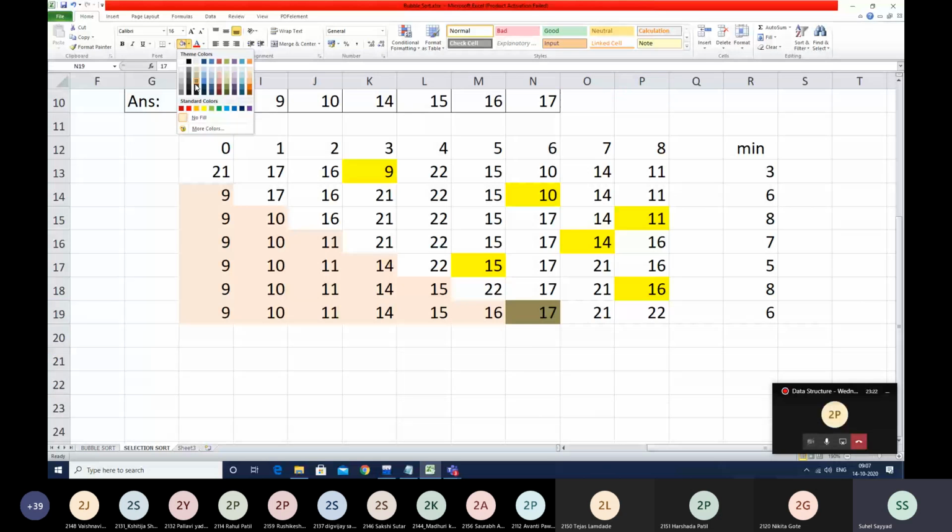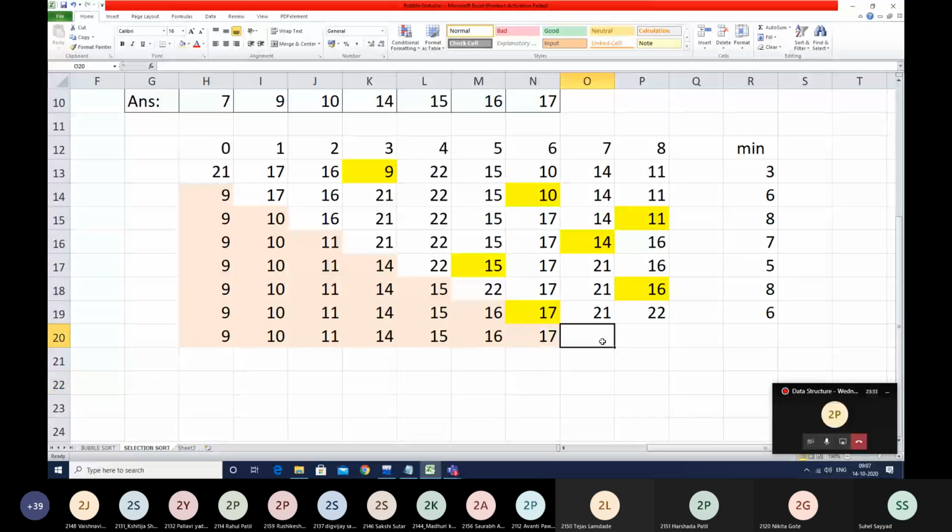So this number will be repeated as it is. This is our 17, which is now sorted. Then we have 21. Roll number 30, Rohit Patil. Roll number 30. Yes, sir.